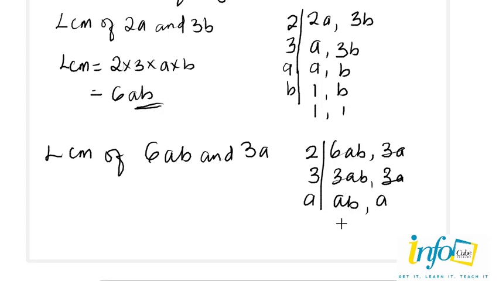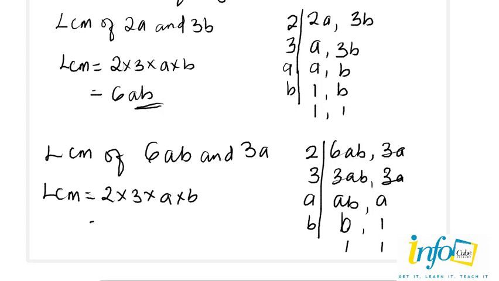Now let's go with a. You will have b remaining and 1 here. Then we use b to have 1 and 1. So when you multiply out, you will have 2 times 3 times a times b, which will give you 6ab. So 6ab is also the L.C.M of 6ab and 3a.